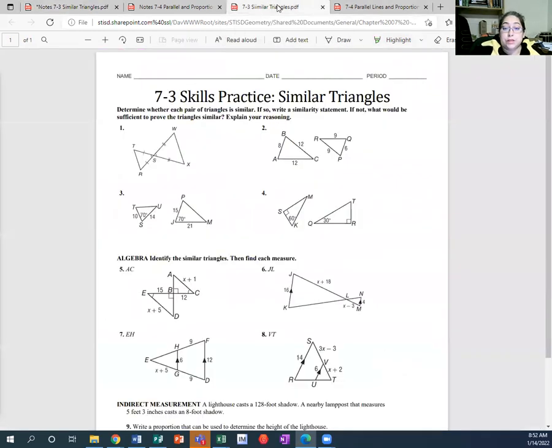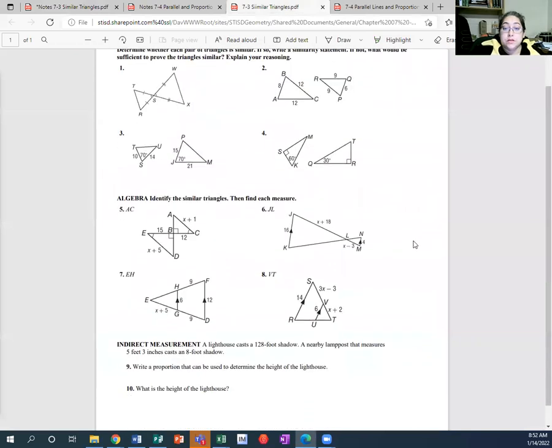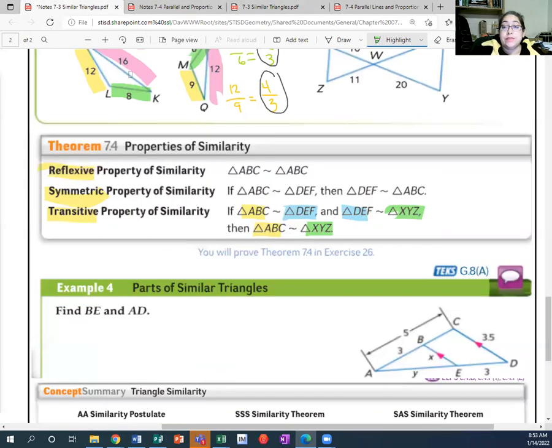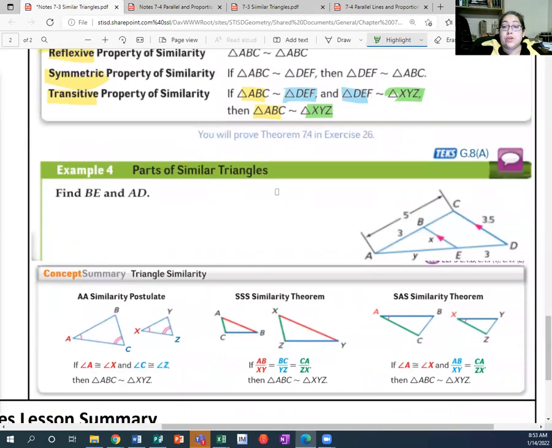I'm going to glance really quick into here. So here we need to identify the similar triangles and then find the measures. So this is combining what you did in the first section with some algebra. Let's look over the parts of similar triangles.